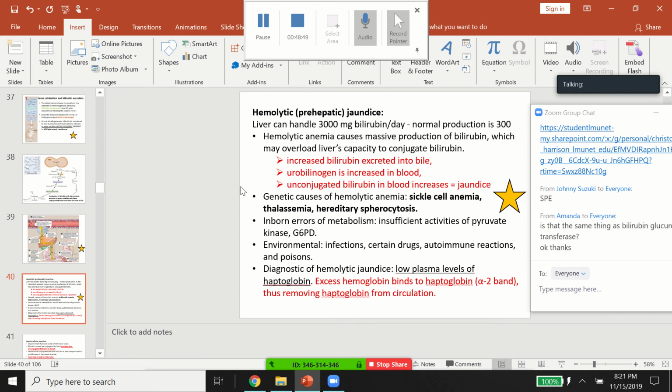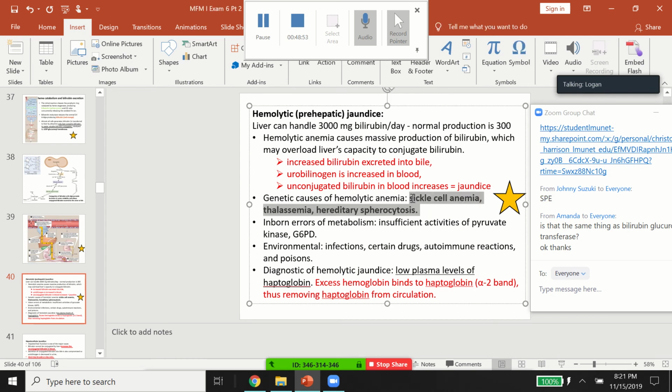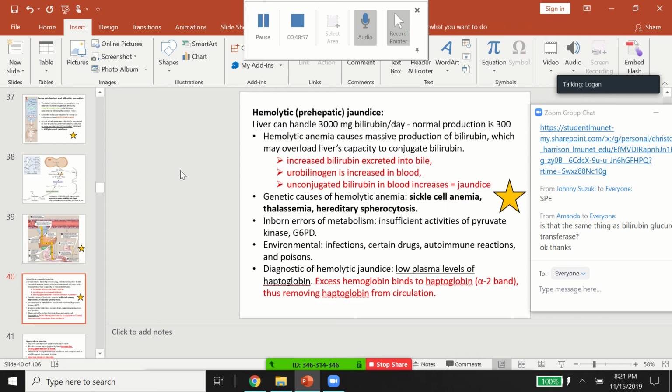But yeah, then there are genetic causes of this hemolytic anemia. This gives you specific ones, different types of anemias. It may be important to help you with the vignette, so that's why I included it as bolded. Excess hemoglobin binds to, so this is kind of another diagnostic as far as how it could be hemolytic jaundice. That's why I decided to keep this here for you guys.